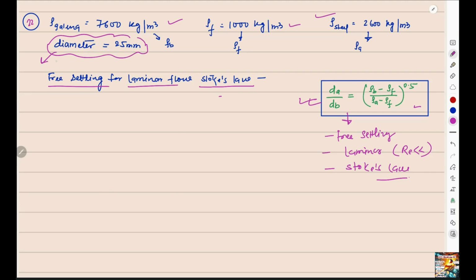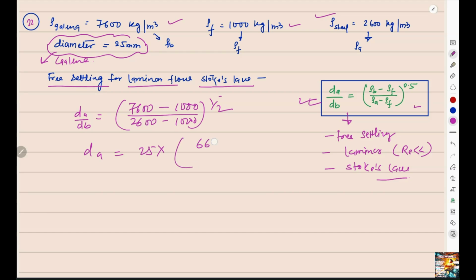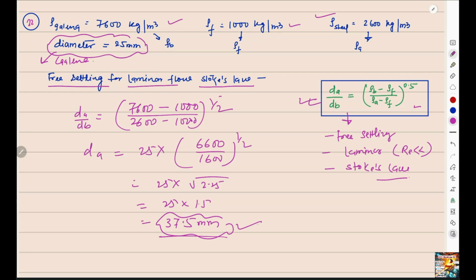Here 25 is the diameter for galena. Now we will substitute the values, that is dA by dB equals to, density of galena minus density of the fluid by density of the steel minus density of the fluid, to the power half. Now we can substitute the values and calculate dA equals to 25 into 66 by 16, that is 25 into root under 2.25, that is 25 into 1.5. After calculating we will get 37.5 mm. The size of the steel ball should be 37.5 mm to follow Stokes law and the condition. Now we will move to the next question.